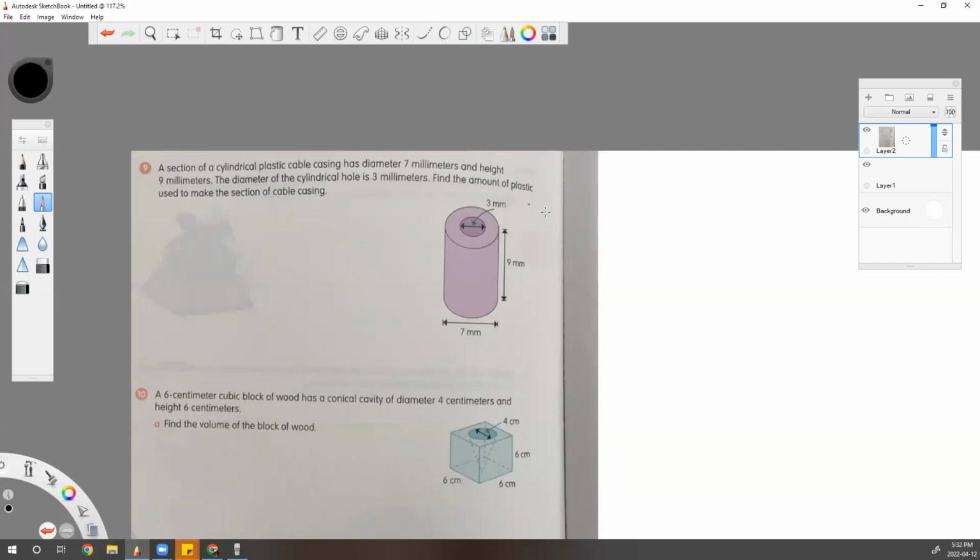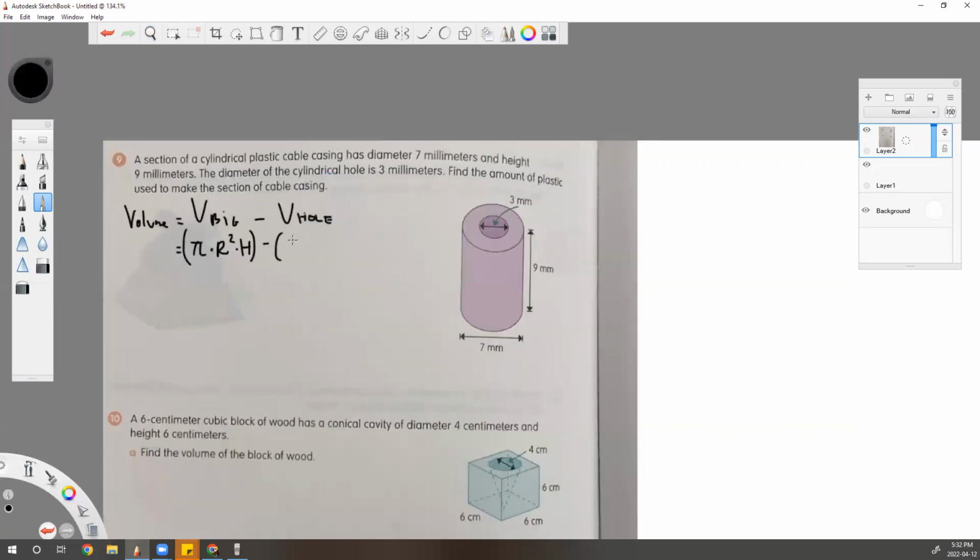If you are calculating the amount of plastic, we are calculating the volume. How do you calculate the volume? Volume of the big cylinder subtract volume of the hole, or the small one. So the volume of the big is pi times R squared times H. I use capital letters to differentiate between big and small. The hole has pi, small r squared, small h. I think that's more understandable. So 3.14 multiplied by R.